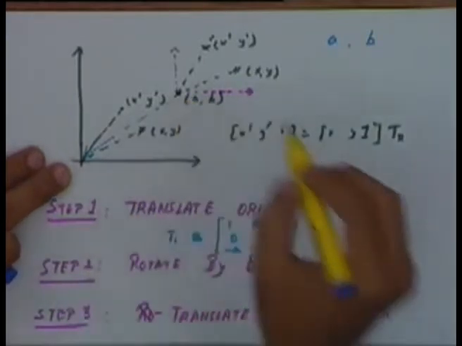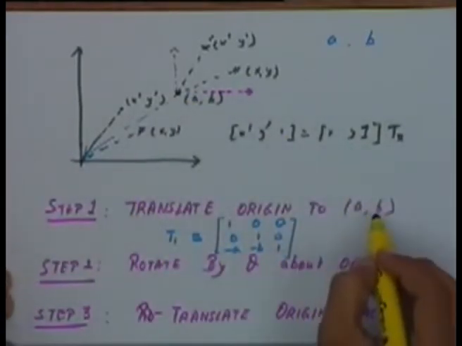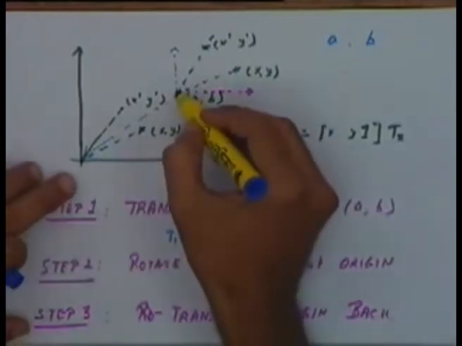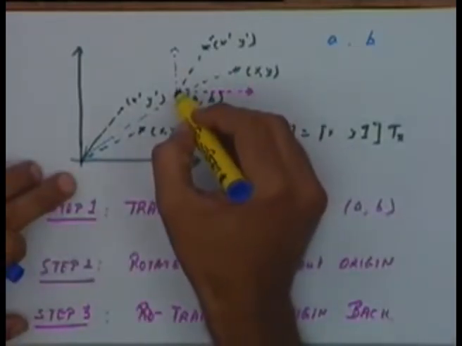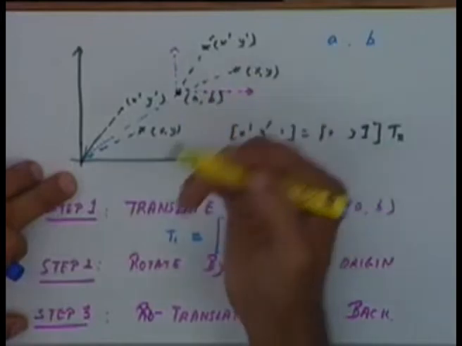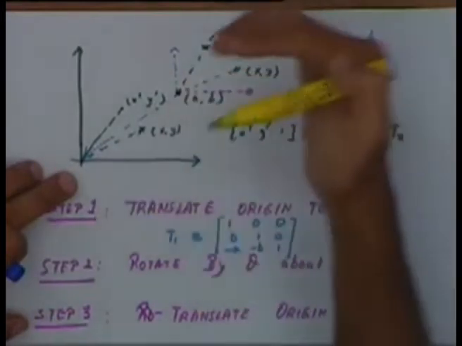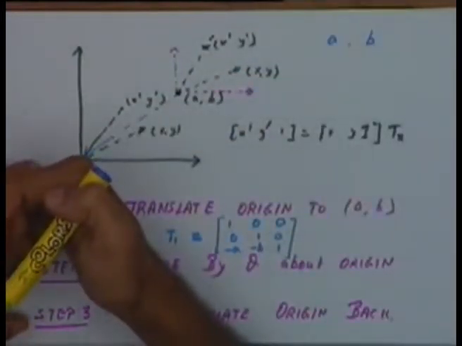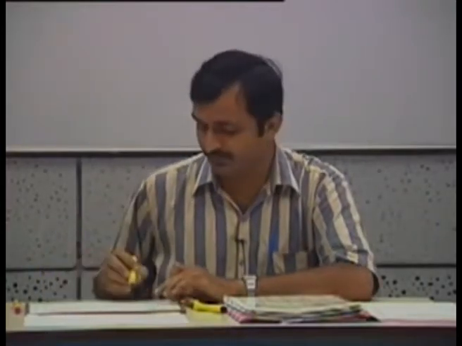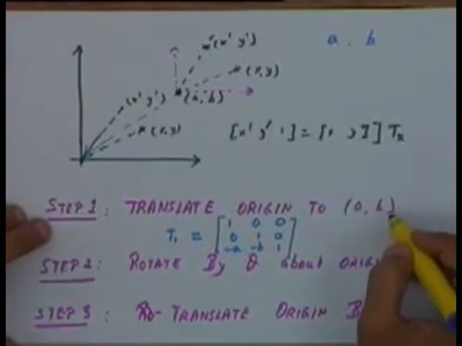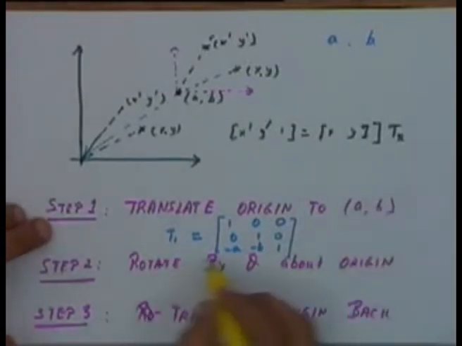Okay. So when you're translating the origin to AB, the origin should become this point. That is, the coordinates of AB should now become 0 0. That is a negative translation by AB, or translation by minus a, minus b. So the first step is we translate the origin to AB using this transformation matrix.